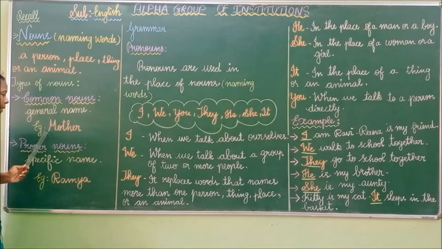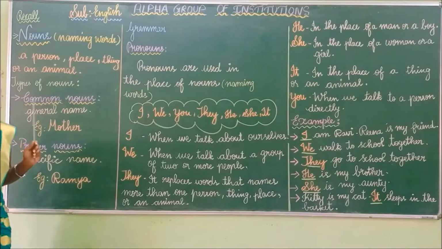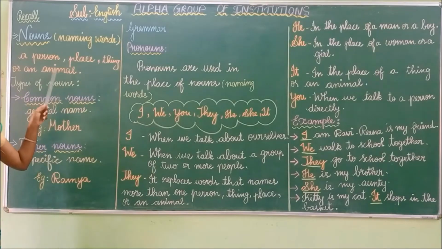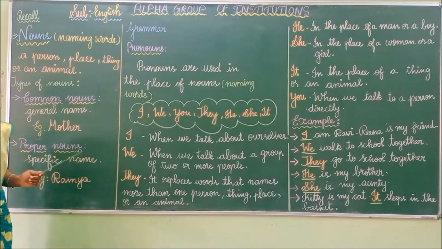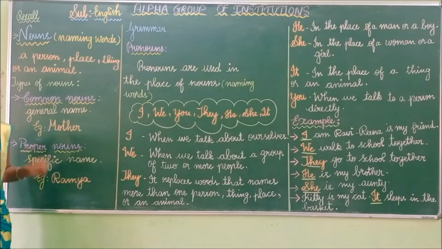See the example. Here, mother. Here, I am generally telling mother, so it is a common noun. When I am giving a specific name to the mother, Ramya, it is a proper noun. So, common nouns are the general name of a person, place, thing or an animal. Proper nouns are the specific name of a person, place, thing or an animal.